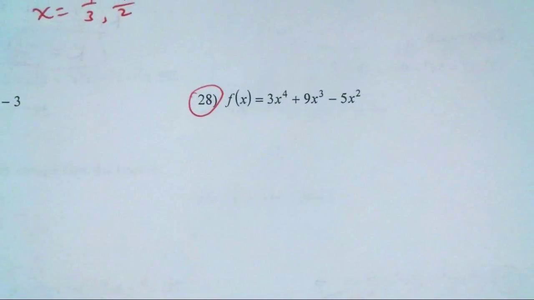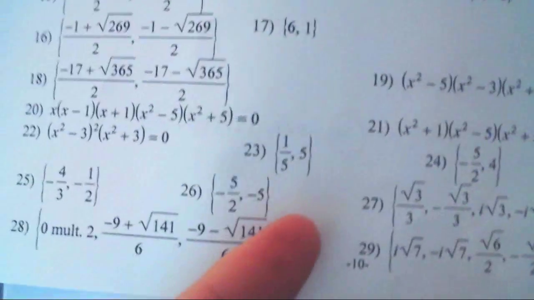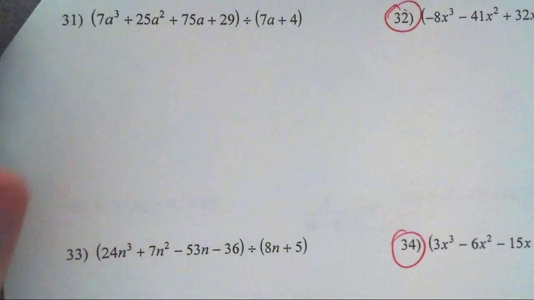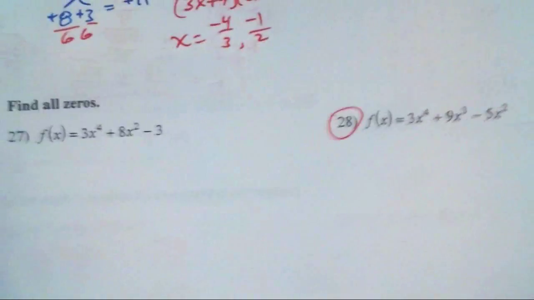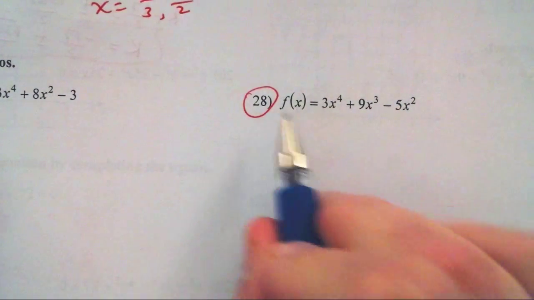Find all zeros. So I believe, let's take a look at solutions 27. I think this is where we start getting some i's in our answers. Is that correct? Yes. Starting at 27, we start getting these weird i's in here. So at this point, and I'll remind you of that when you take the quiz on Thursday, we're going to have i's in some of these answers.